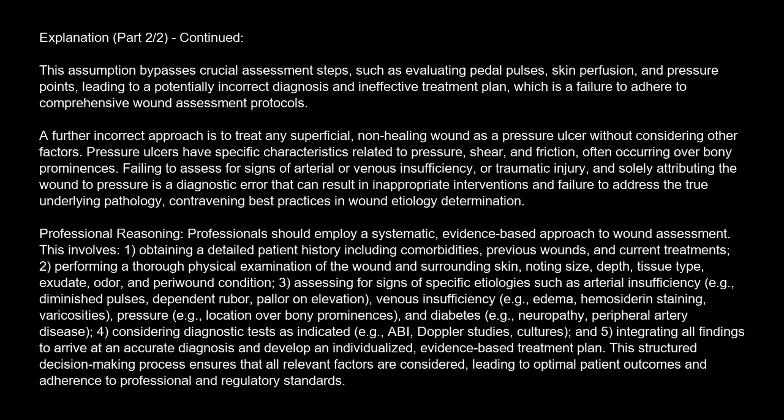3. Assessing for signs of specific etiologies such as arterial insufficiency, e.g., diminished pulses, dependent rubor, pallor on elevation; venous insufficiency, e.g., edema, hemosiderin staining, varicosities; pressure, e.g., location over bony prominences; and diabetes, e.g., neuropathy, peripheral artery disease. 4. Considering diagnostic tests as indicated, e.g., ABI, Doppler studies, cultures. And 5. Integrating all findings to arrive at an accurate diagnosis and develop an individualized, evidence-based treatment plan. This structured decision-making process ensures that all relevant factors are considered, leading to optimal patient outcomes and adherence to professional and regulatory standards.